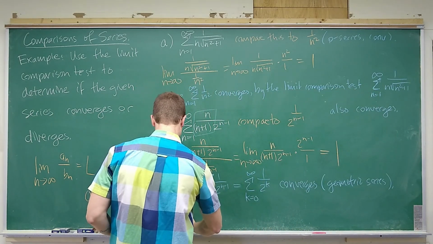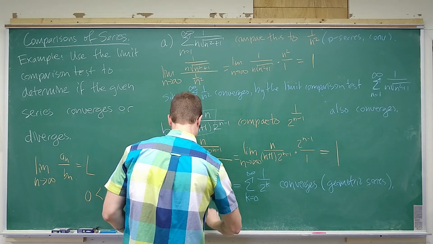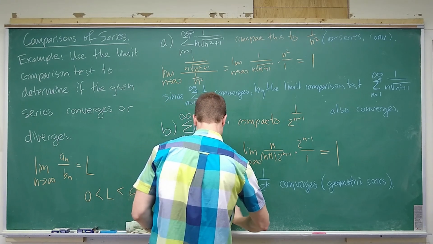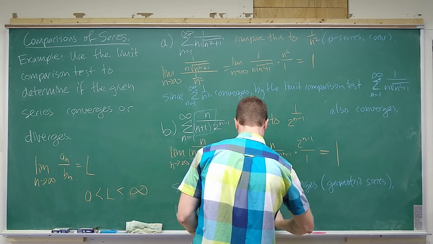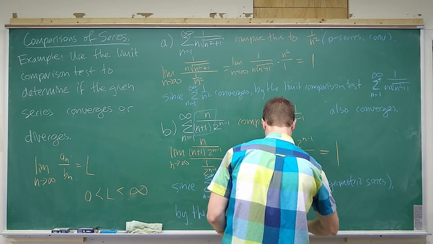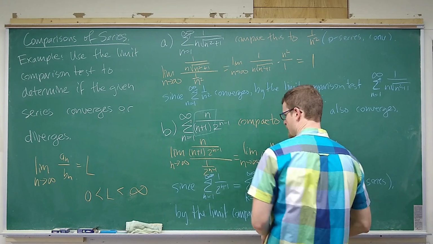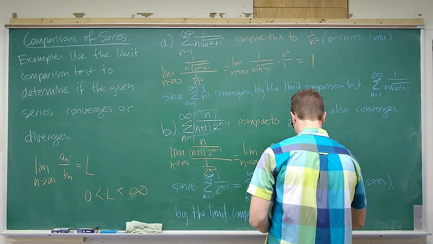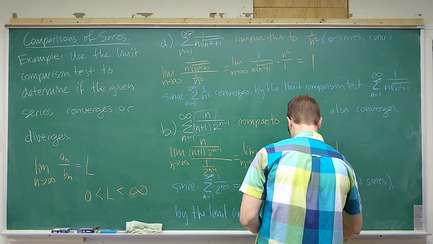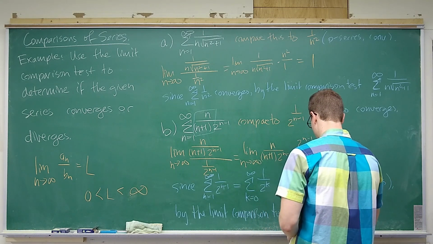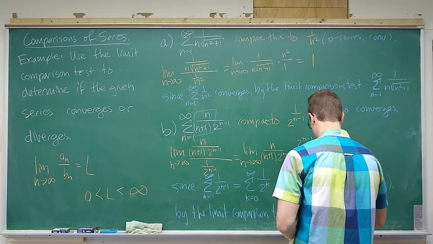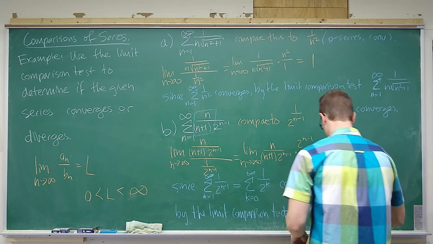By the limit comparison test, the series that we're interested in, the sum from n equals 1 to infinity of n divided by n plus 1 times 2 to the n minus 1, also converges.